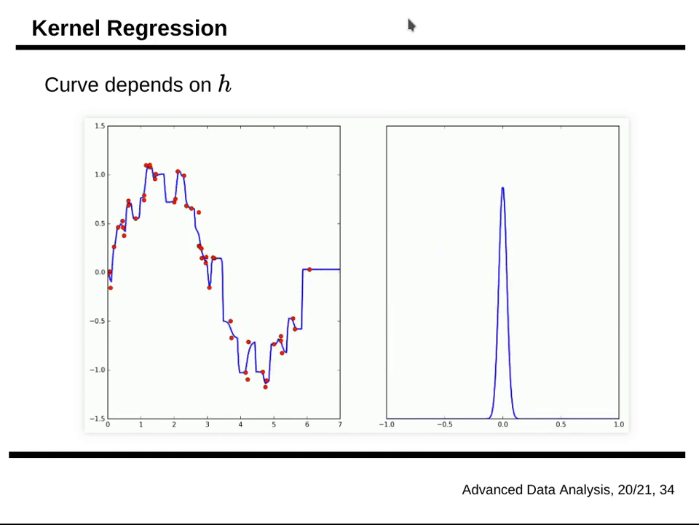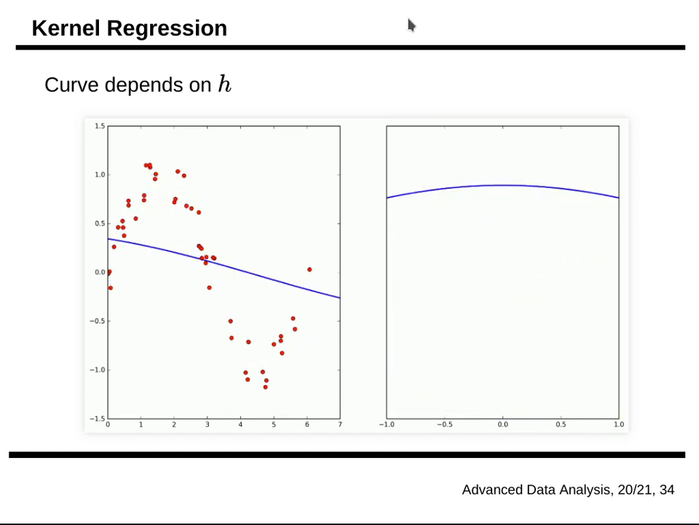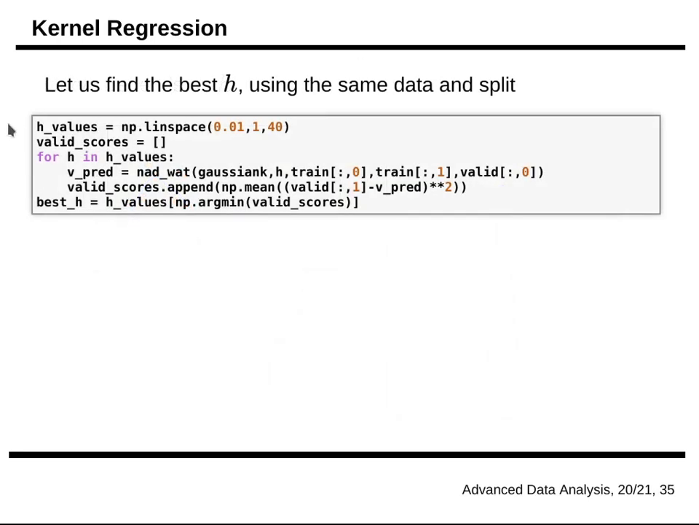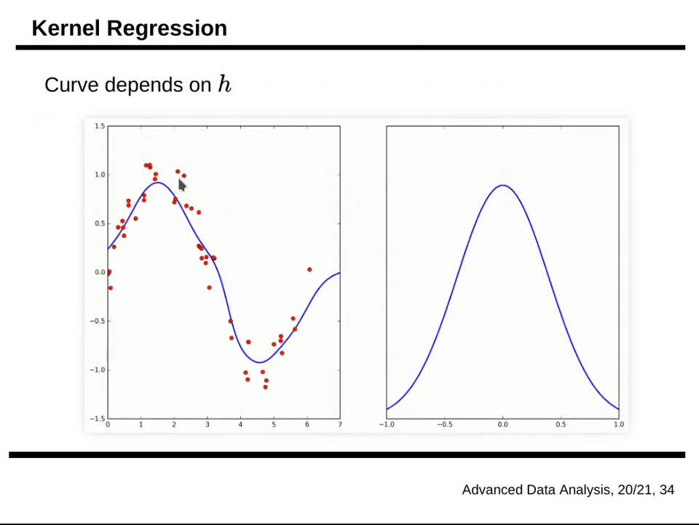So now we're going to try to optimize this h, find the best value for this hyperparameter. We can start with a set of values. For example, I'm going from 0.01 to 1 in 40 steps. I can use linspace for this. I get an array of uniformly distributed points between 0.01 and 1. And now for each value here, I'm going to predict the values on the validation set, but using the training set as reference. So basically, I'm using these red dots.